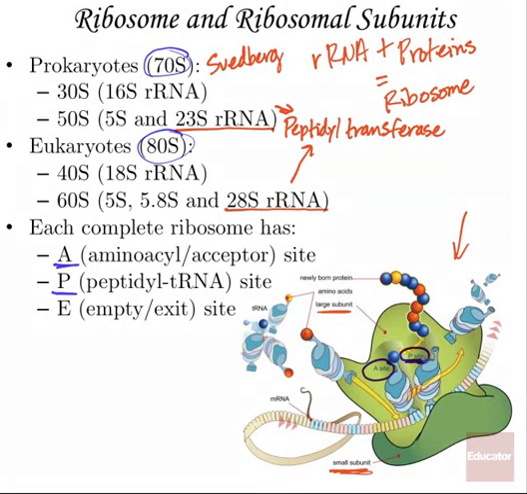The A site is where the new tRNA will come in. And then we have the E site, which is the empty or exit site, and that would be, I guess it's not on here, but this would be the E site right here, and that's where the spent tRNAs are leaving the ribosome, so they're being released.